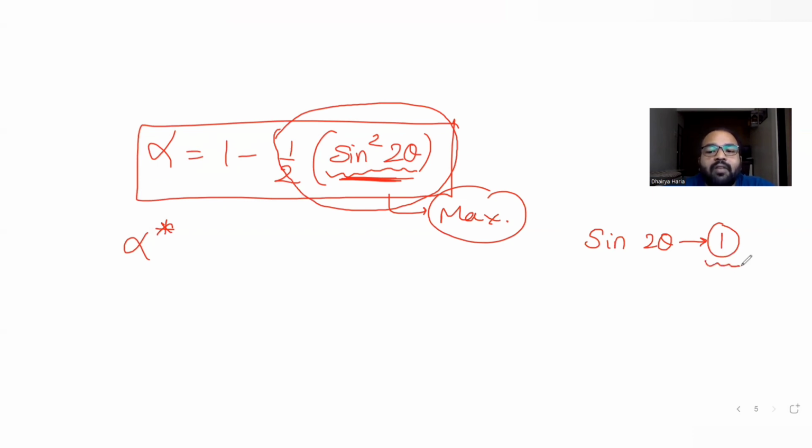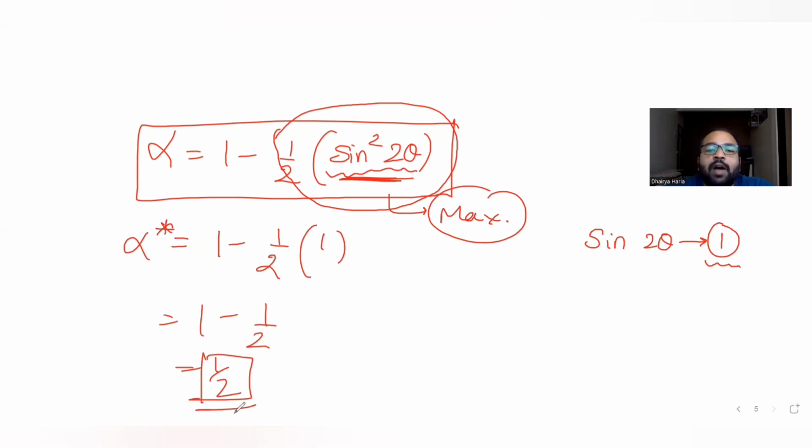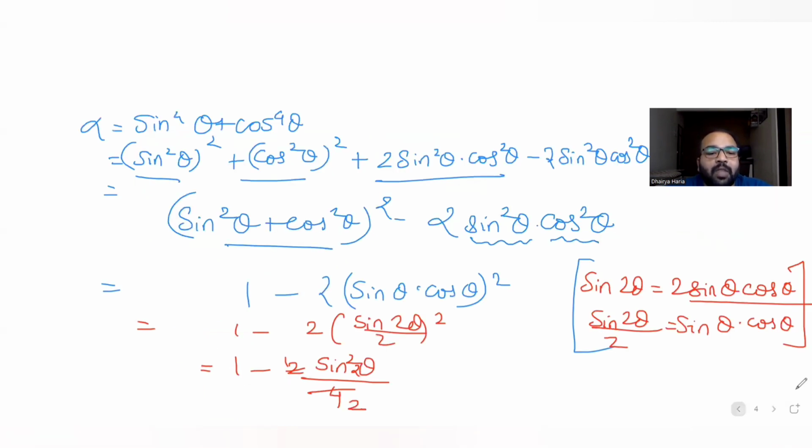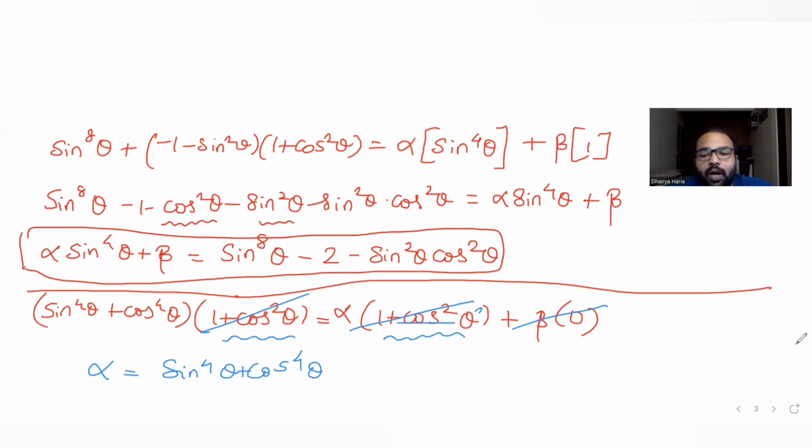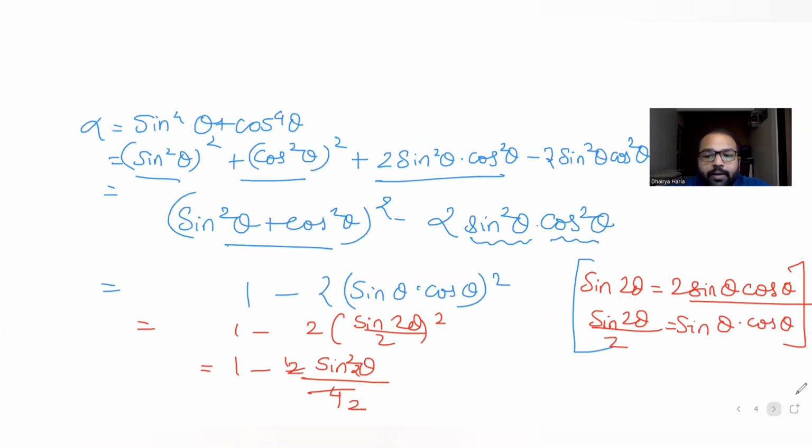So the maximum value of sine 2 theta I can get is 1. So if I put the maximum value here, sine 2 theta as 1, 1 square is 1. So it becomes 1 minus half, that is half. This gives me the minimum value of alpha, right? So we get the minimum value of alpha. Now let's find out the minimum value for beta as well. So if I solve for beta, I already know this. I'll use this idea. So alpha sine raised to 4 theta plus beta, I'll write it here.